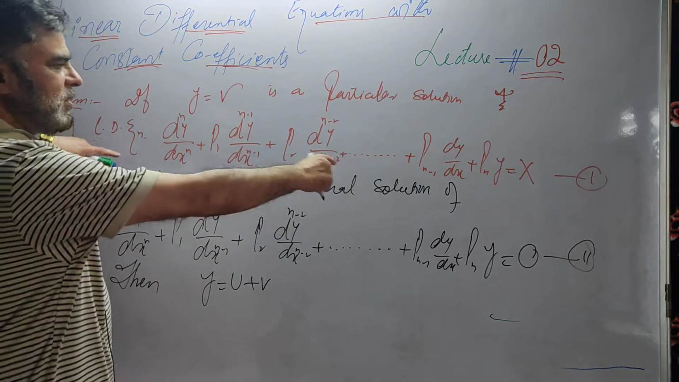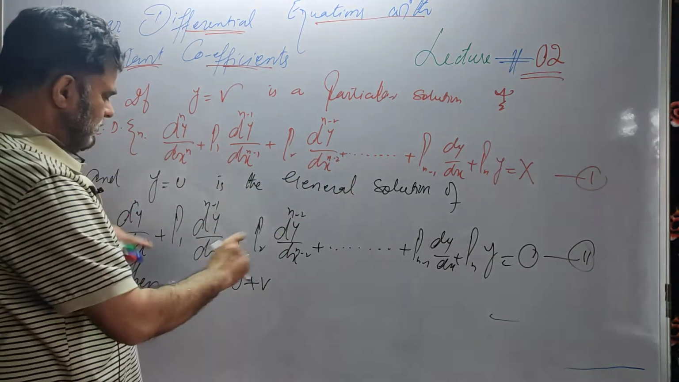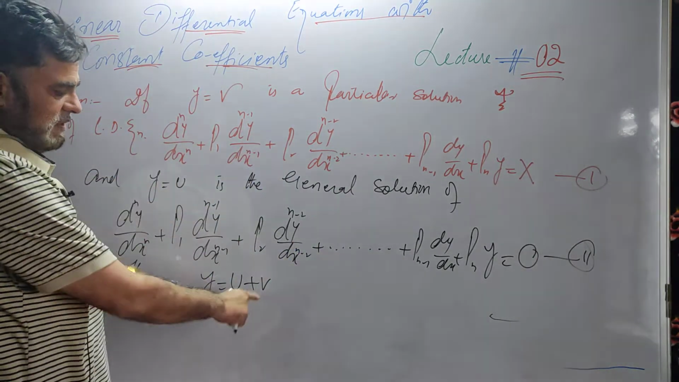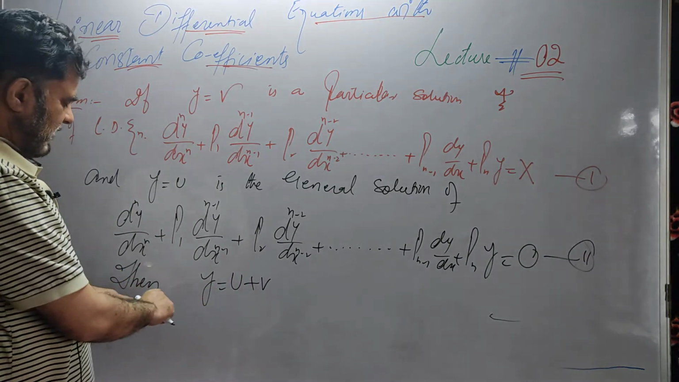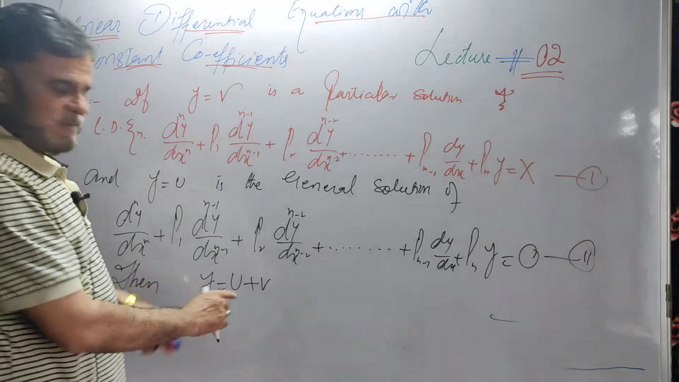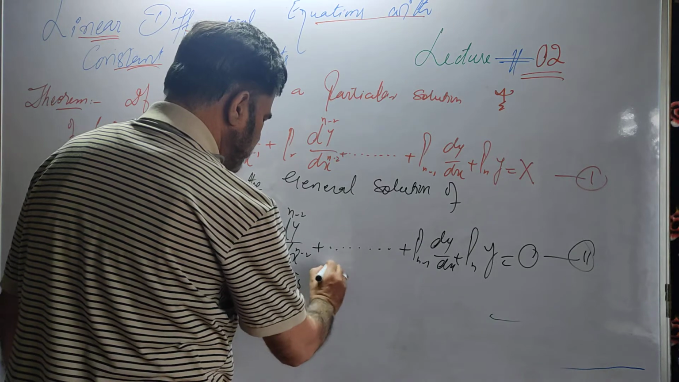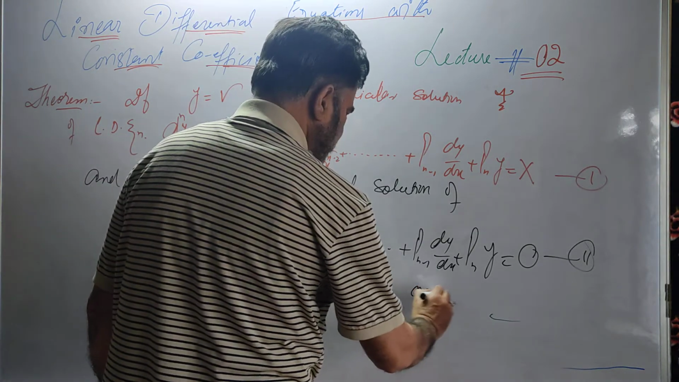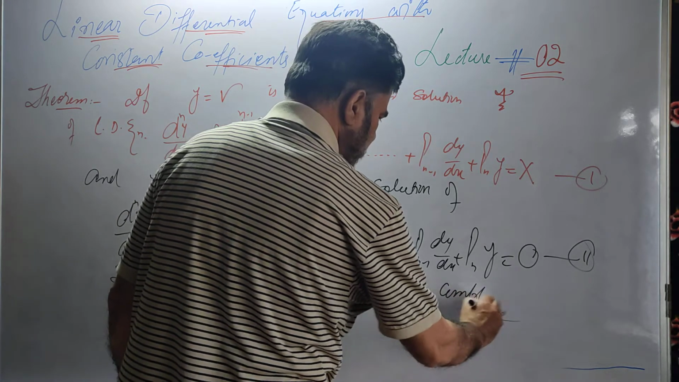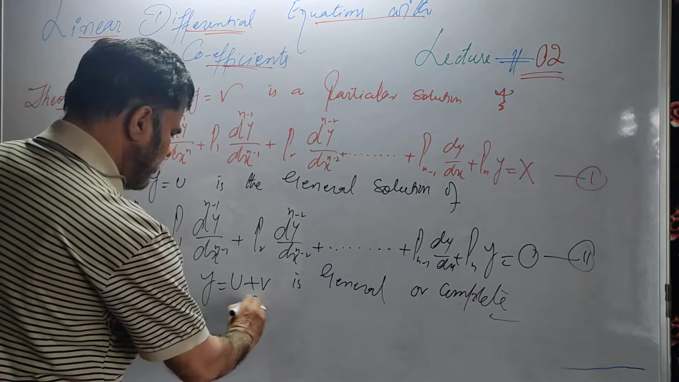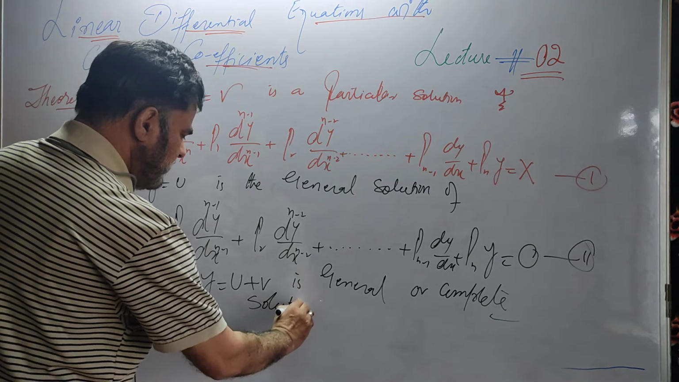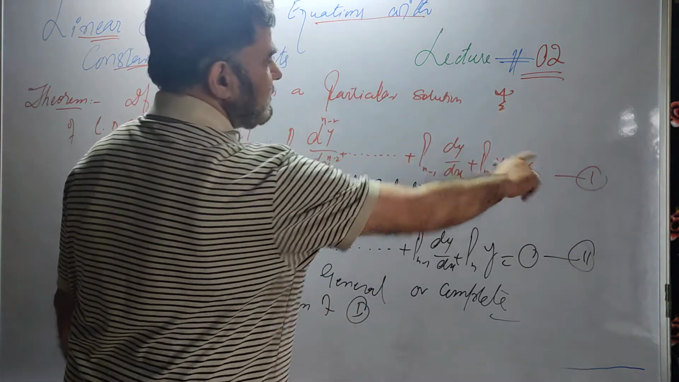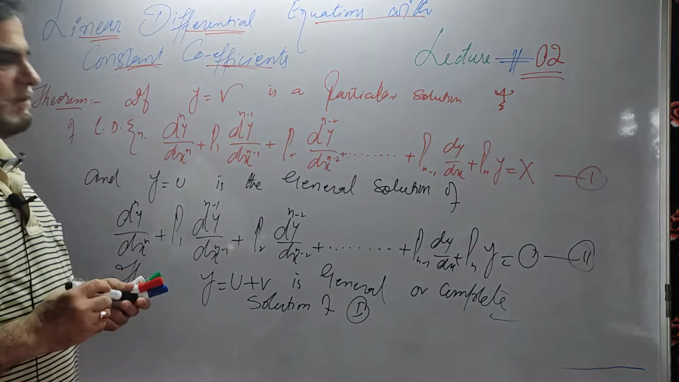Combining this, actually we are combining the solution of this, that is u, and the solution of this, it is v. Then y = u + v is the general or complete solution of the first equation, that is this equation. This is the statement of the theorem.